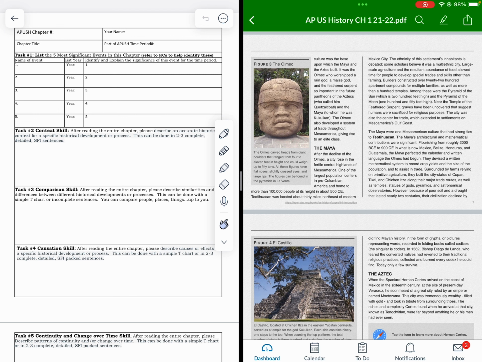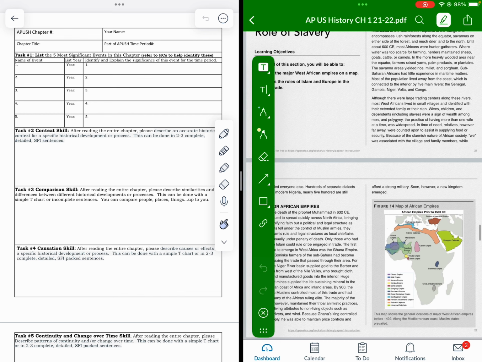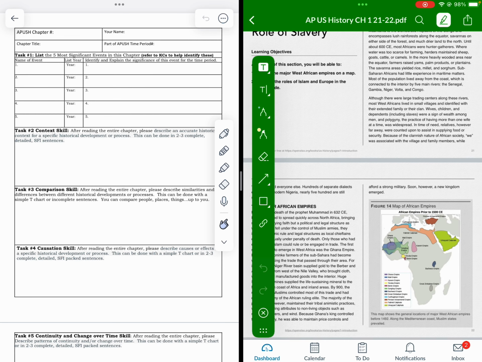My best advice is to read the entire iBook first before you do anything on the skill check. And I say that because a lot of the skills are asking you to pick big picture things, or the most important things from the chapter that you took away. So I just think it's important to read first, and you can annotate stuff inside of the iBooks.